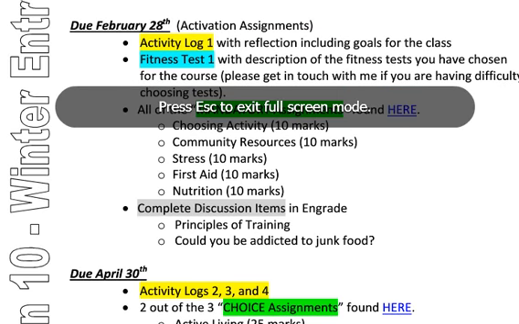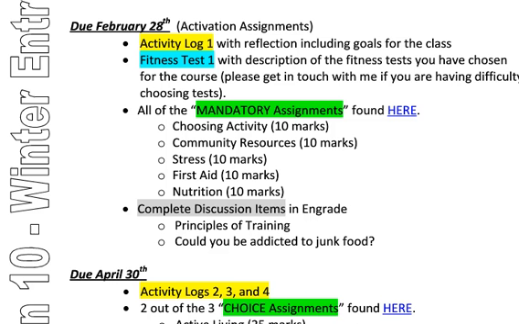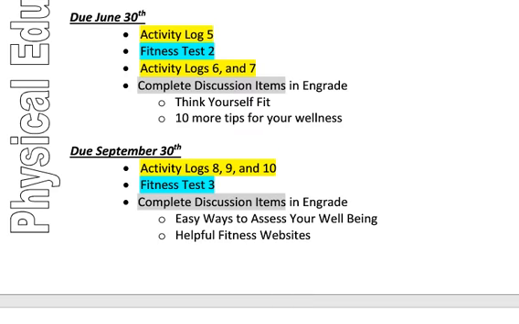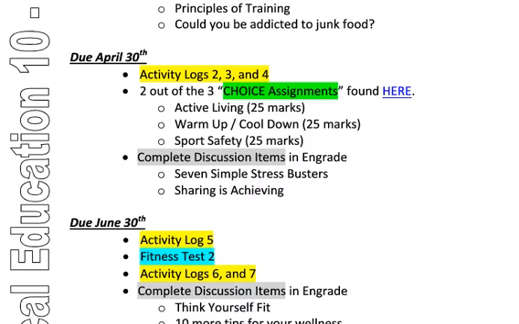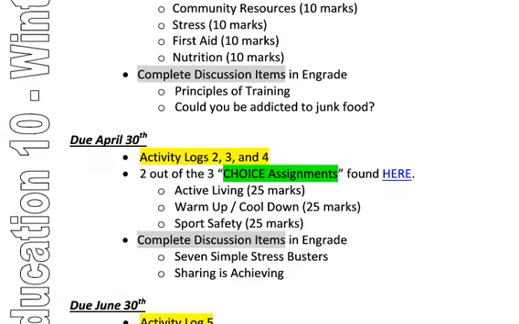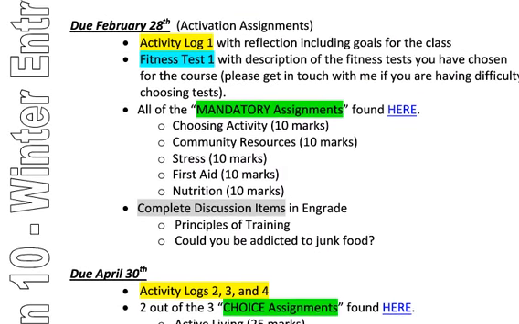So yeah, continuing on with all the due dates. If you start the class in December, January, February, this would be your timeline of events. So February 28th, and then the final due date would be September 30th. You'll see activity logs 8, 9, and 10, fitness test 3, all these types of things. All the requirements for the course are listed here. All the things that you need to do are listed on this page.